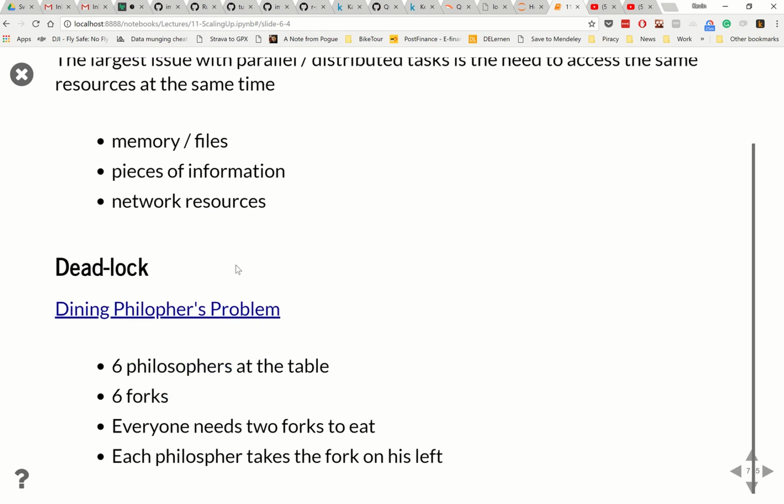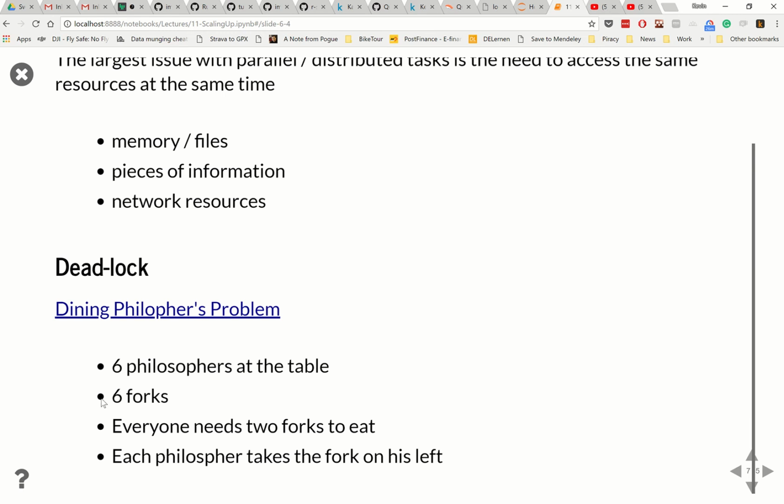One of the things you come into as well is this idea of deadlock. So has everyone heard of the dining philosophers problem? One person. And so the idea here is that you have 6 philosophers at a table, and you have 6 forks, and everyone needs, for whatever reason, 2 forks to eat. And so every philosopher takes the fork on their left, and then they're supposed to take the fork on their right, and then they're supposed to start eating.